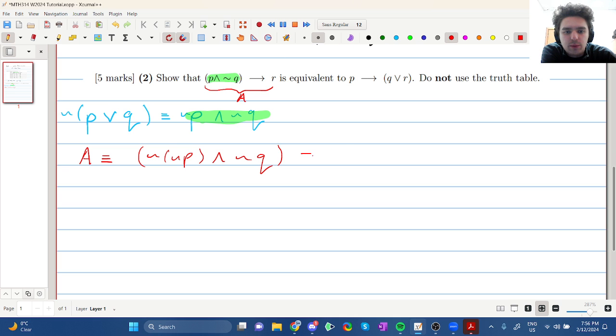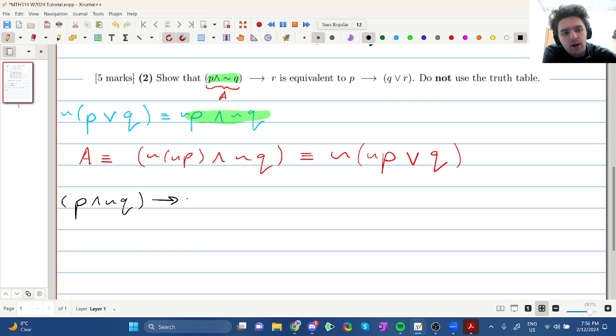And what I'm saying is, according to De Morgan's, that this is logically equivalent to, I can factor out the not, and it becomes not of P or Q. I just meant this to be A. So what I'm saying is that I can take that first statement, P and not Q implies R, and say that this is logically equivalent to not of P or Q implies R.